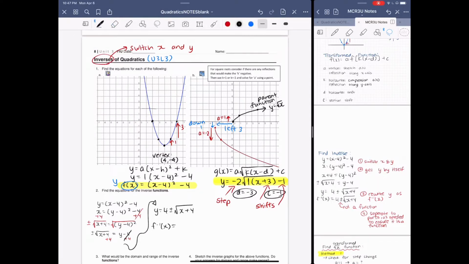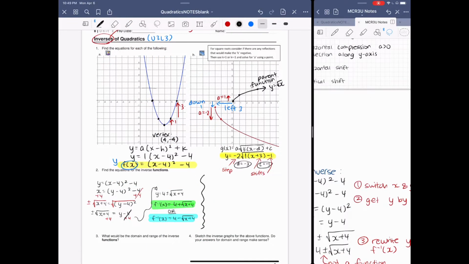So I have f inverse of x is equal to 4 plus square root of x plus 4, or f inverse of x equals 4 minus square root of x plus 4. Okay. To keep it a little organized, I'm going to highlight this one in green and then the other one in blue.